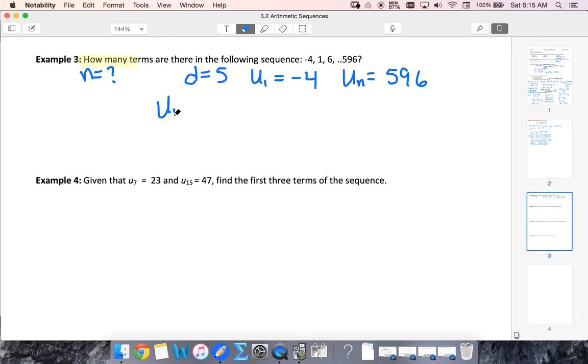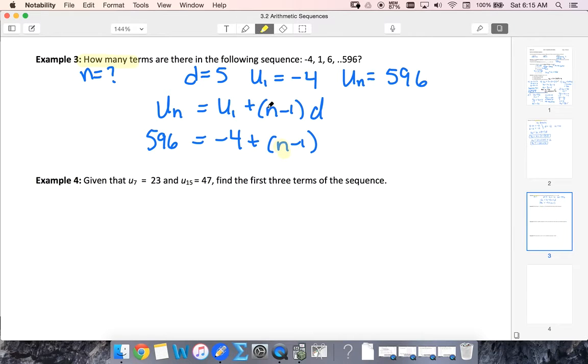So I can come back to this equation, un equals u1 plus n minus 1 times d. I know un is 596, that's my last term, and u1 is -4. I don't know what n is, that's what I'm trying to find out. But I know that my d value is 5. If I look at this, this is like last unit, solving expressions. I've got a y1 and I've got a y2.